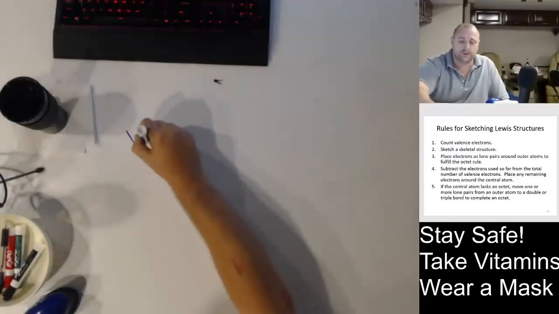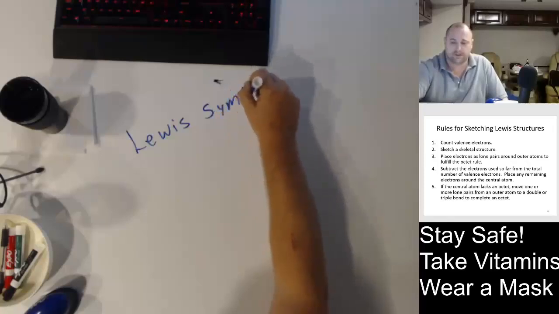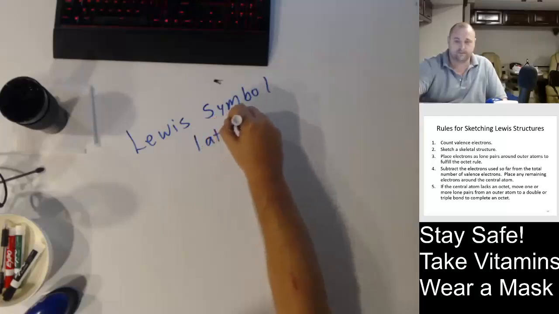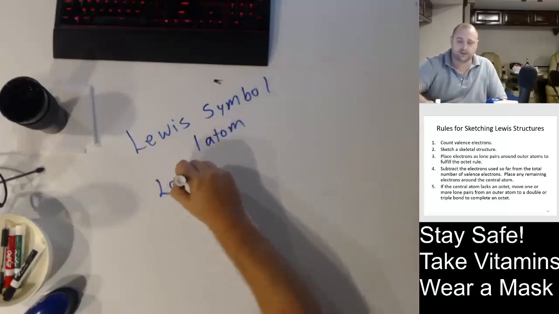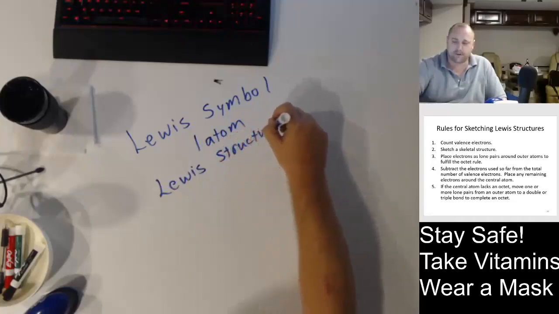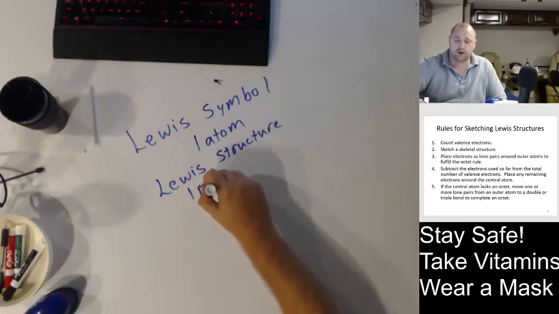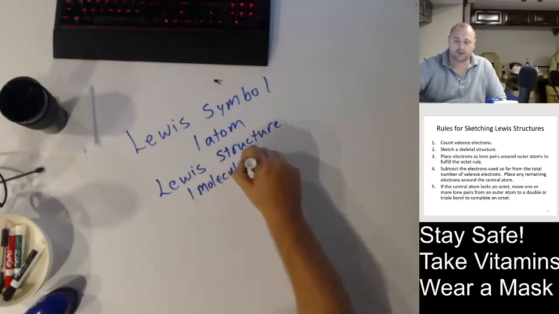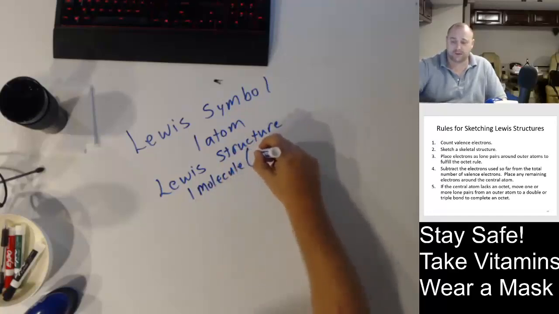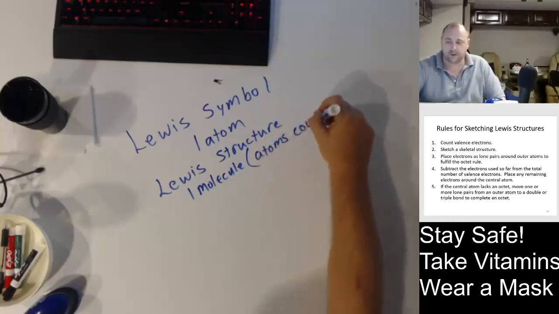So I've got a Lewis symbol, and that is for one atom. And a Lewis structure, this is one molecule. And so we'll need our definition for a molecule. This is atoms with covalent bonds.